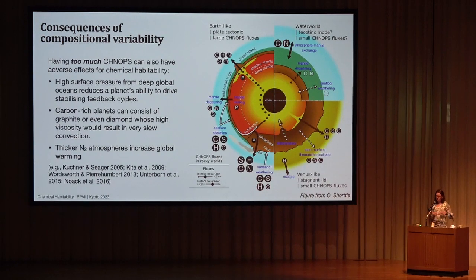Adding nitrogen, because it's highly insoluble in magmas, probably just adds it to the atmosphere, which would contribute more towards warming. It's a little bit less clear what adding more sulfur or phosphorus would do, but I think studying planets like Venus, both for the stagnant lid regime, but also maybe a sulfur-rich regime, is going to be an interesting pathway moving forward with missions like DAVINCI and VERITAS.